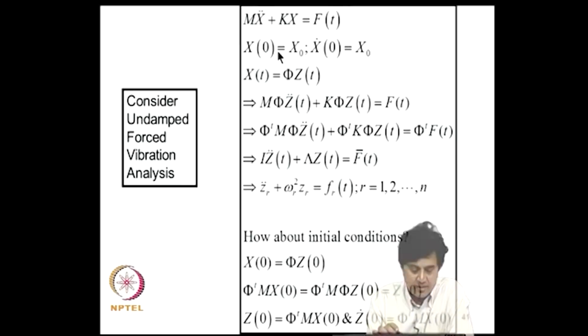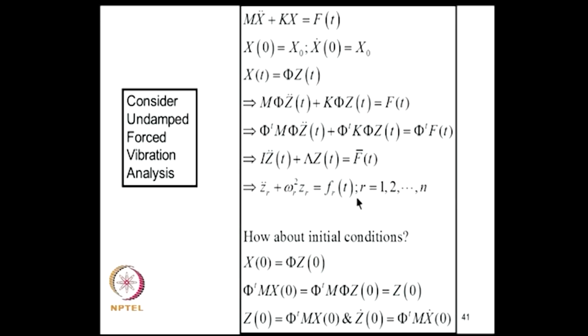Now, if we consider undamped forced vibration analysis, damping we will introduce shortly, with certain initial conditions, this is the original equation. I make the transformation x equal to phi z and substitute this into the original equation, I get this, and pre-multiplying by phi transpose I get this. Now, phi transpose M phi by my analysis is an identity matrix, which gives I z double dot, and phi transpose K phi is another diagonal matrix, which is capital lambda. So, I get these equations. These equations are therefore equivalent to a set of uncoupled second order differential equations as shown here.